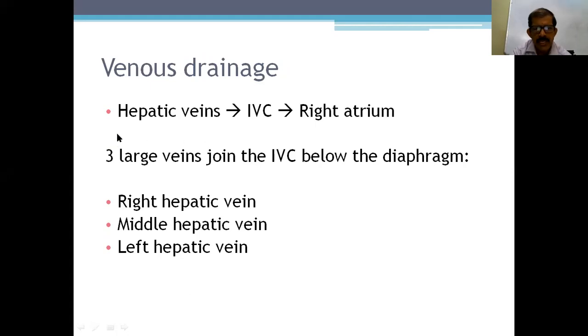The venous drainage, already I was mentioning about hepatic veins. Three veins are there. The other day I also asked a question. So right hepatic vein, middle hepatic vein and left hepatic vein, they will join the inferior vena cava. These veins will join before the IVC pierces the diaphragm. So that is important.